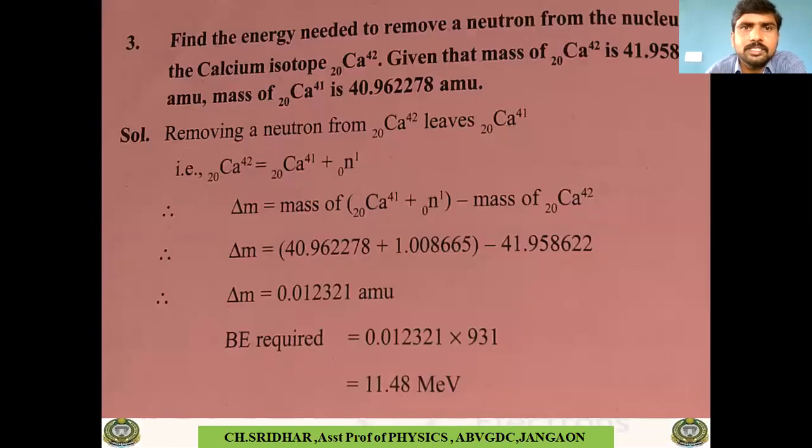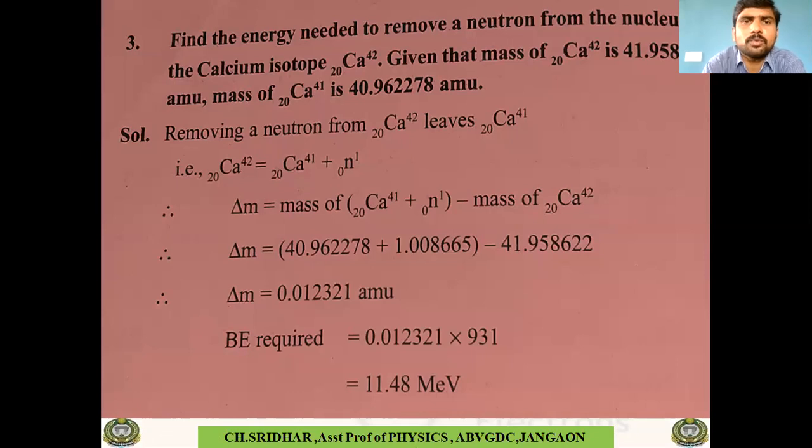Find the energy needed to remove a neutron from the nucleus of the calcium isotope 20Ca42, given that the mass of calcium 42 is 41.958622 AMU and the mass of calcium 41 is 40.962278 AMU. So there are two isotopes of calcium: calcium 42 and calcium 41.